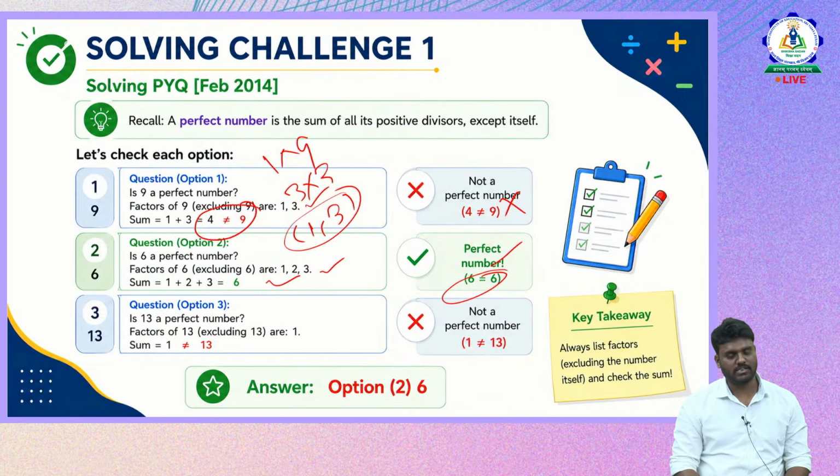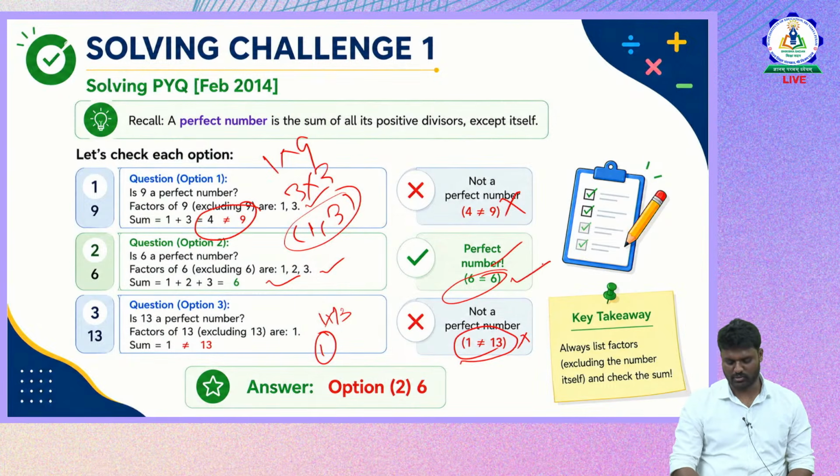Similarly, is 13 a perfect number? How do we check that? We need to identify the factors of 13. We can write it only as 1 into 13, which is not divisible by any other number. So the only factor of 13 is 1. Since 1 does not equal 13, it is not a perfect number. Which option is correct here? Only option 2, where the factors of 6 satisfy the given condition. Always list the factors excluding the number itself and check the sum. Then we can say whether a given number is a perfect number or not.